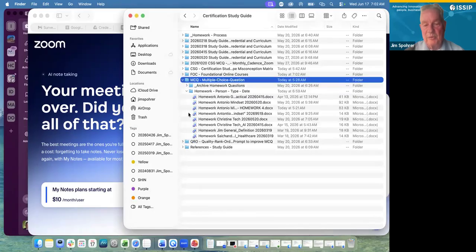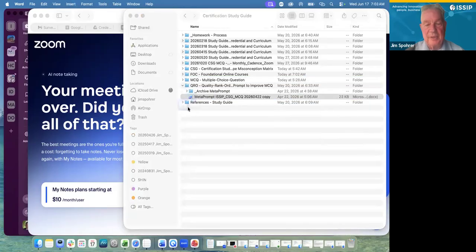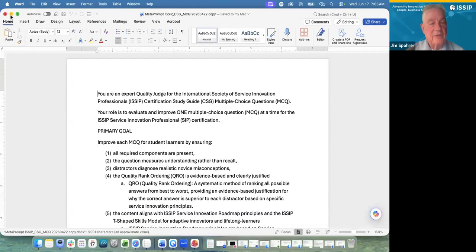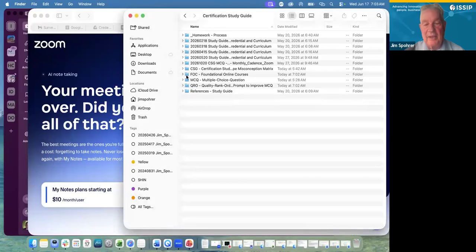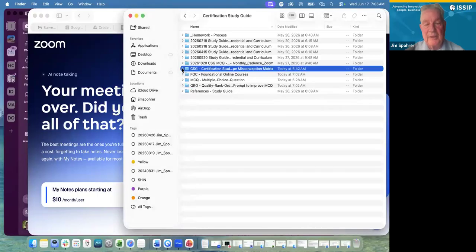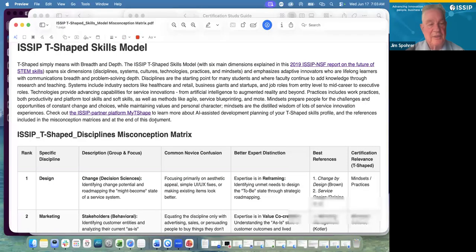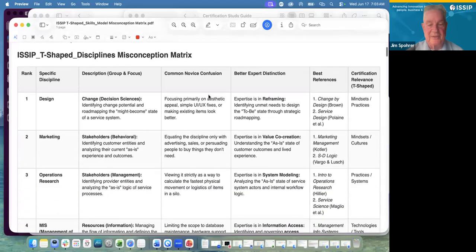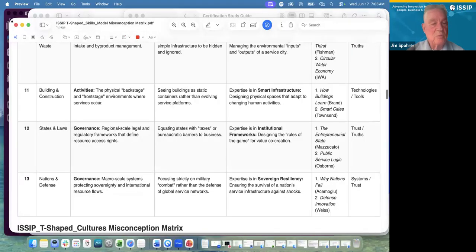And then we've also created a lot of multiple choice questions. I'm going to get to that in a minute. We did create some prompts and AI tools to help improve the quality of the questions we're generating. So we're using AI effectively. And we also have this misconception matrix, which is based on the 6T model of ISSIP, which covers disciplines, systems, cultures, technologies, practices, and mindsets. So we've got lots of topics there and references as well.